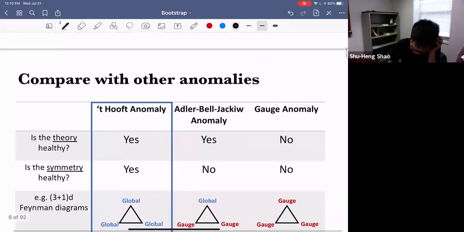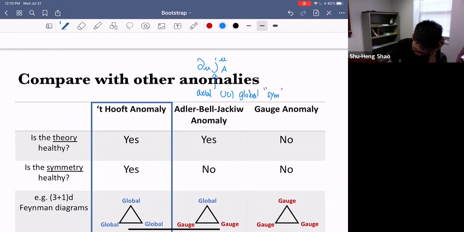For the ABJ anomaly, the statement is, of course, that if you take this operator for the axial current, so this is the axial U1 global symmetry, and let me put symmetry in quotation marks, because it ends up not being a symmetry, you'll find that this equals some number times f wedge f.